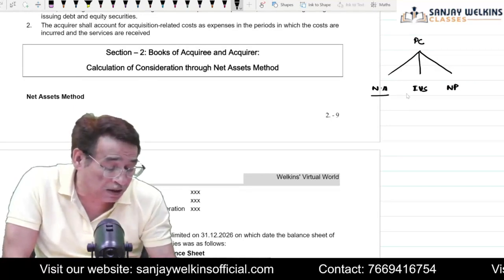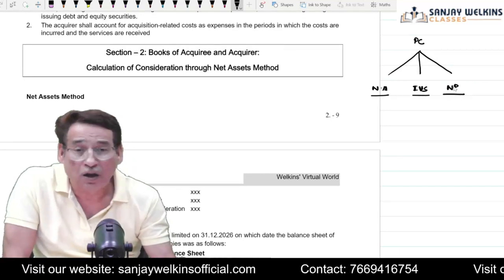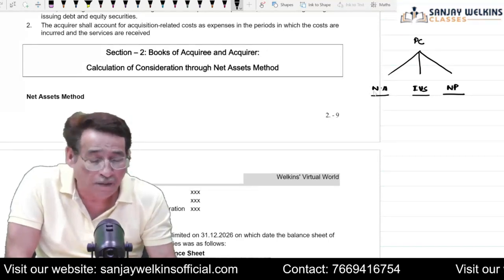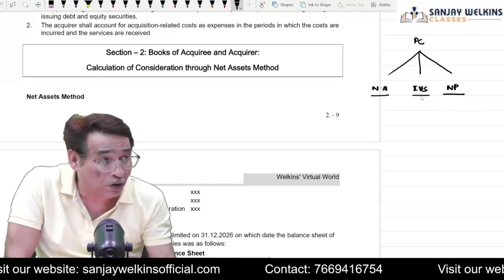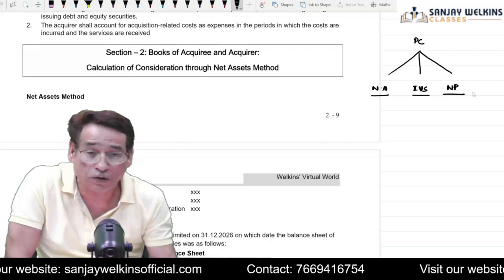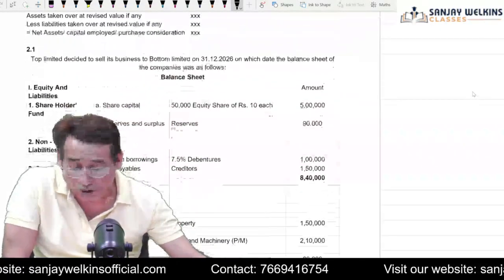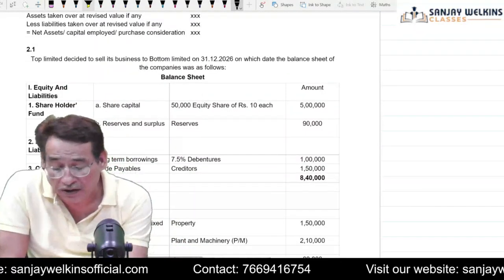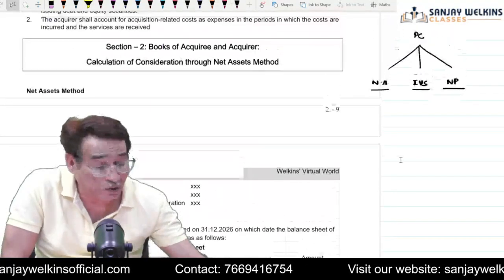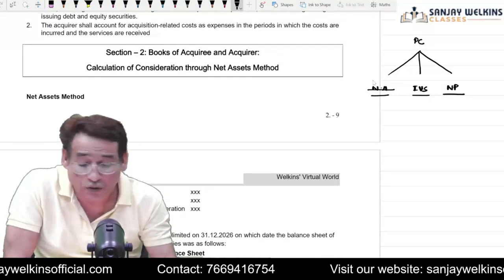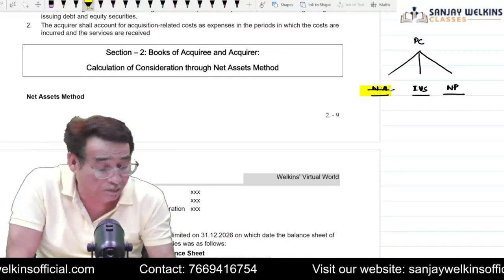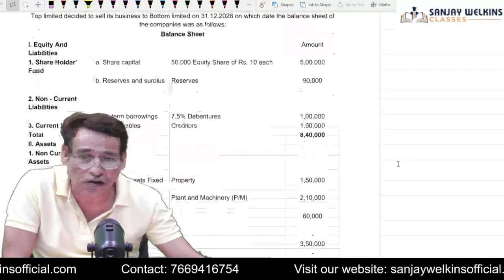That means purchase consideration can be found out, if it is not given in the question, either through the net assets approach, the intrinsic value of shares approach, or the net payment method approach. So first of all, I will try to make you understand the net assets approach, correct? Under the net assets approach, how we are going to compute the purchase consideration is not a tough task.